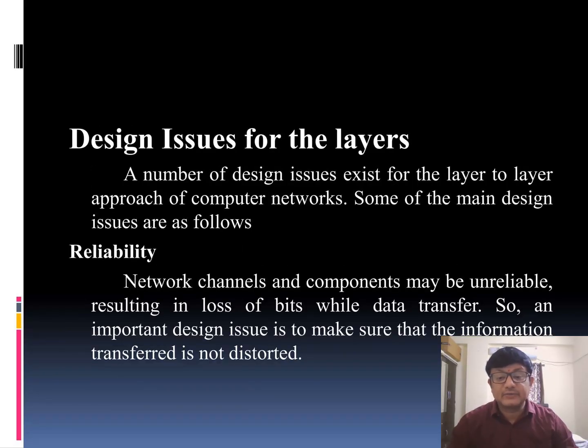What are the design issues for the layers? A number of design issues exist for the layered approach of computer networks. Some of the main design issues are discussed as follows. The first one is reliability. Network channels and components may be unreliable, resulting in loss of bits during data transfer. So an important design issue is to make sure that the information transferred is not distorted.